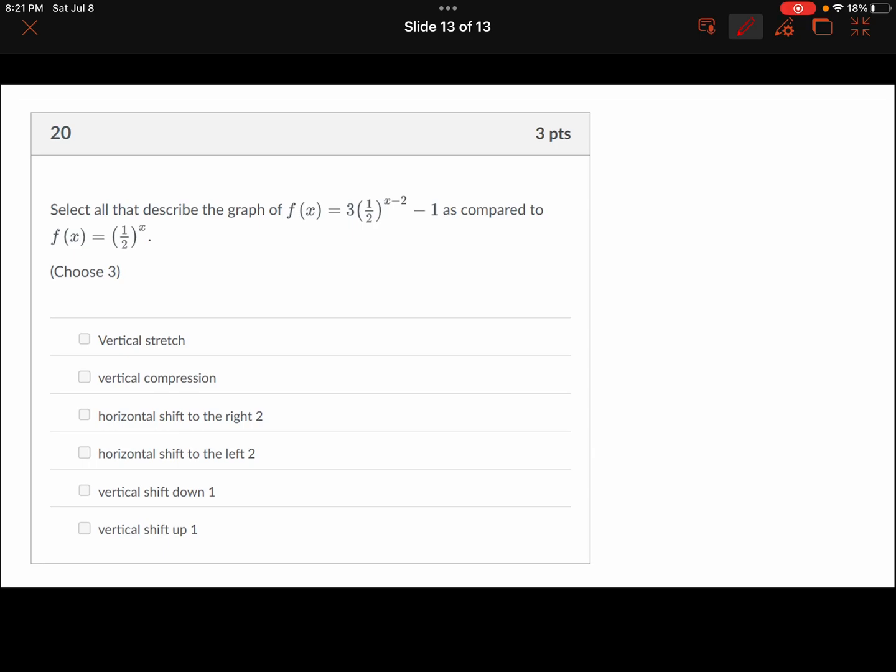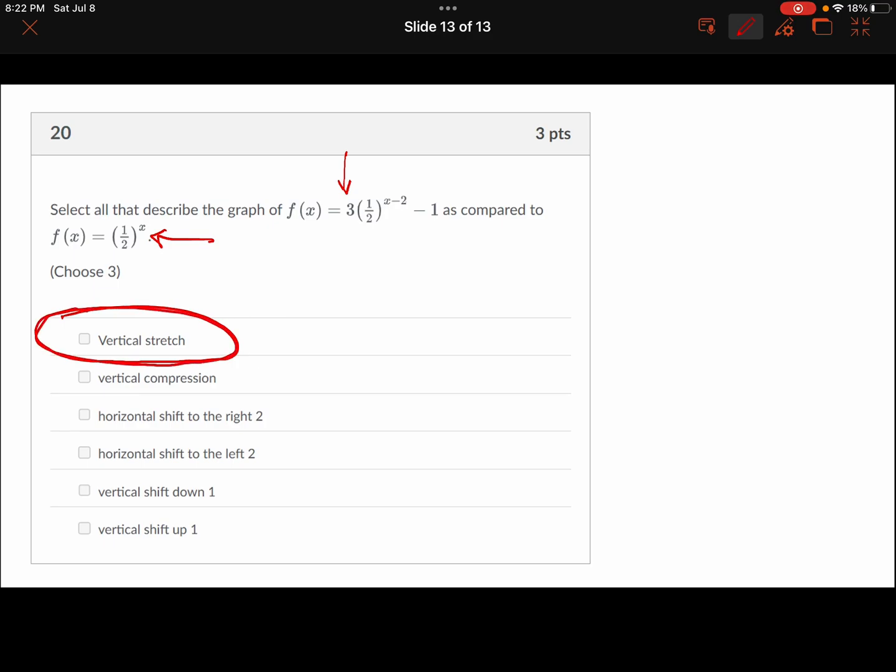Select all of the descriptions for this equation. Okay, this is what the original was, so just 1/2 to the x power. And now we're going to do all of these changes. So I have a positive 3, which means I'm going to have a vertical stretch because that is bigger than 1.